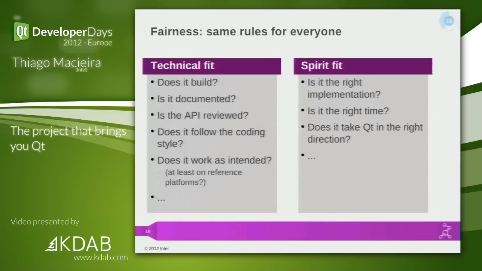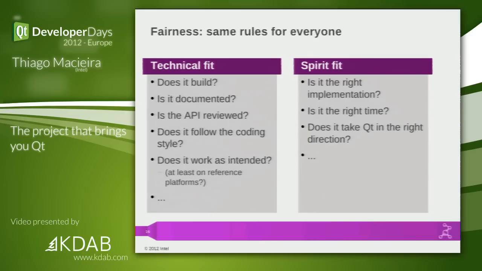But a good question, how do you review? We ask that you follow these two groups of questions, right? Technical fit and spirit fit. The way it works is the technical fit is objective decisions. They are usually quantifiable. Has it passed the documentation review, because now we have a bot that says you introduced documentation warnings or you removed documentation warnings.